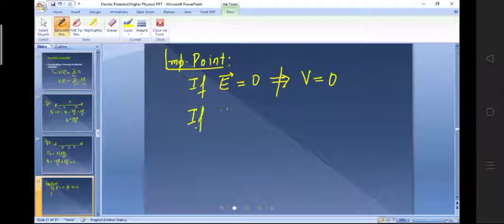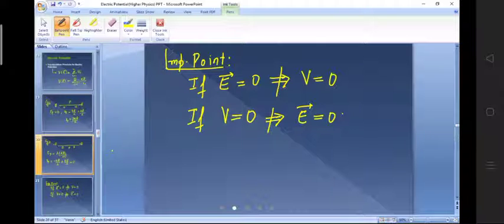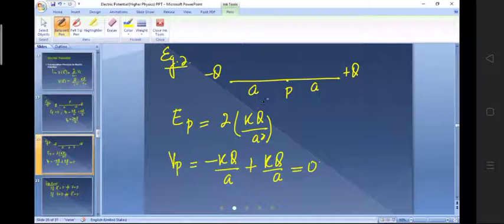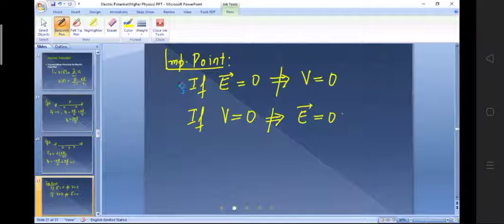In the same way, if the question is like this now: if the potential at any point is equal to 0, does it mean that the field is equal to 0? No, it does not necessarily mean the electrostatic field will be equal to 0. It does not necessarily mean that the field will be equal to 0. The second example is the evidence. So at this point, the electrostatic potential at point P will be equal to 0, but the field at point P is not equal to 0. Okay, so these are 2 important points.